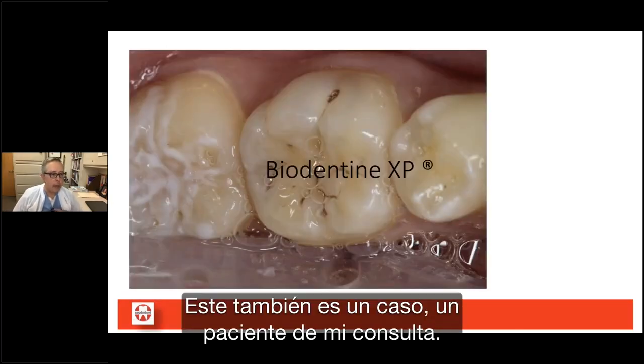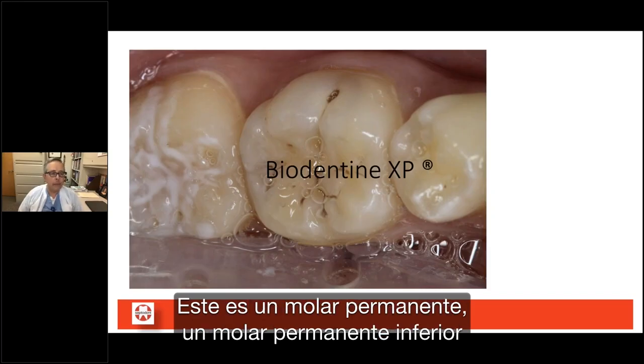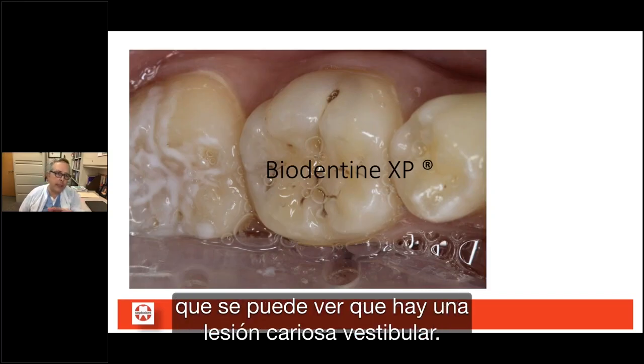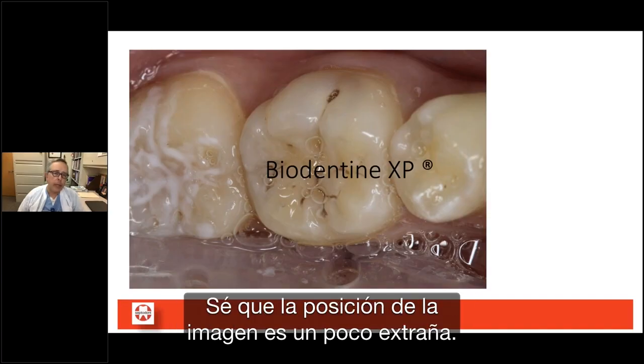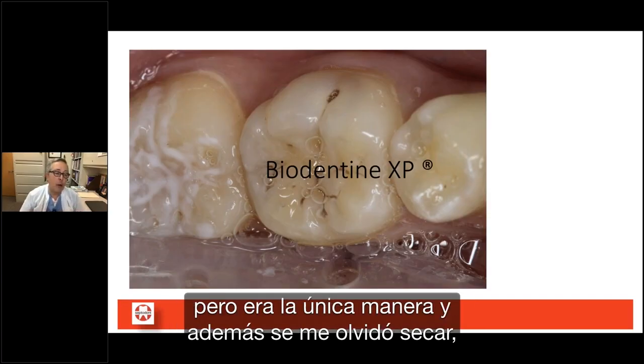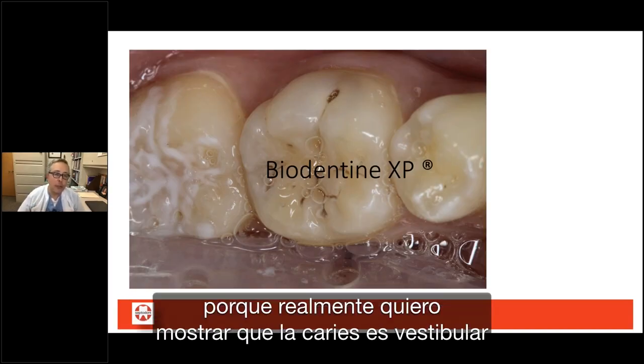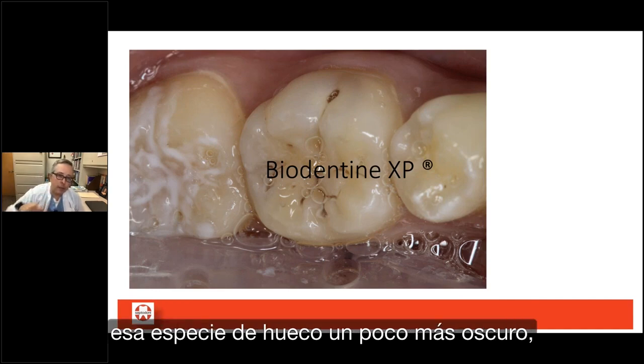This is also a case, a patient from my practice. This is a permanent molar, a lower permanent molar, where you can see there is a caries lesion on the buccal. I know the position of the picture is kind of weird, and I also forgot to dry, but it was the only way to take the picture because I really want to show that the decay is buccal. Around it you can see a kind of halo that is a little bit more dark.